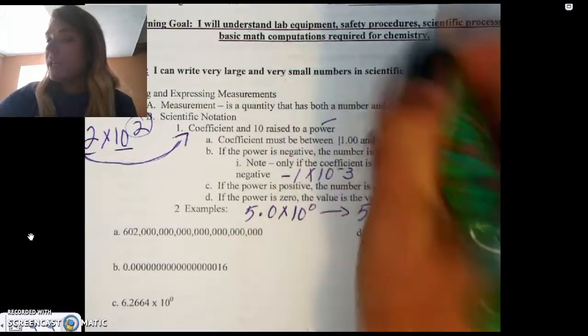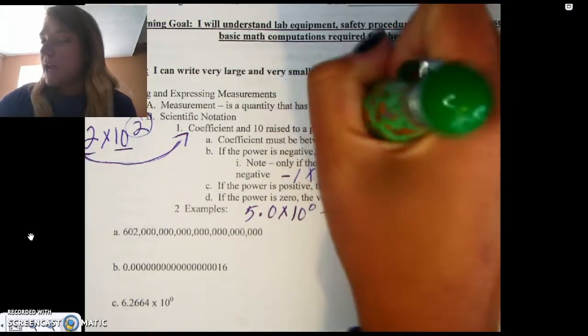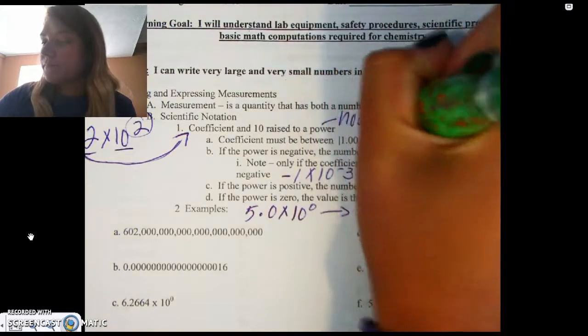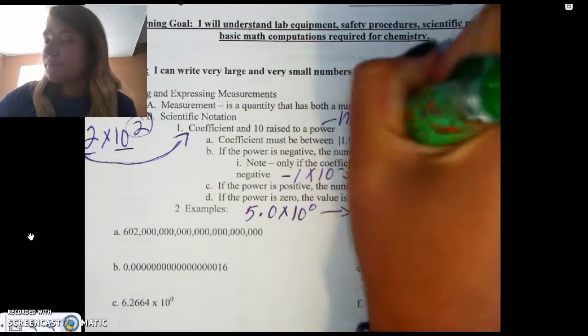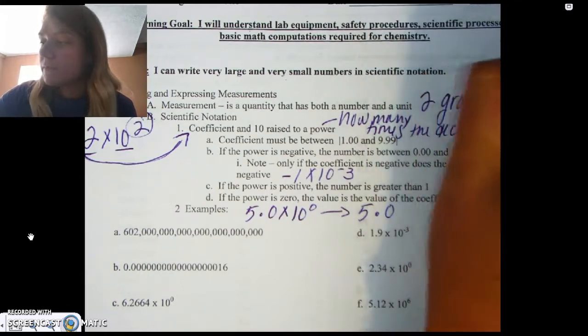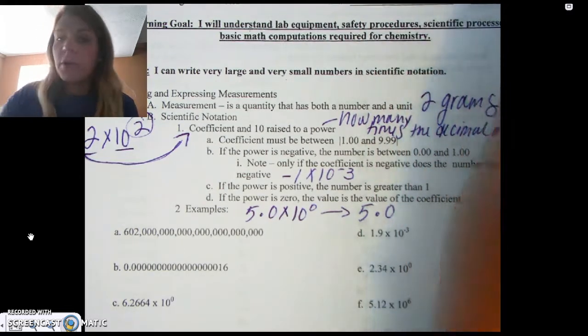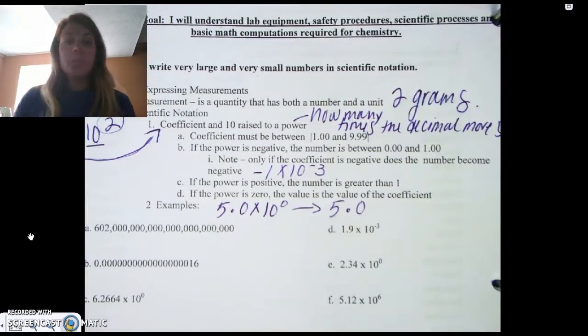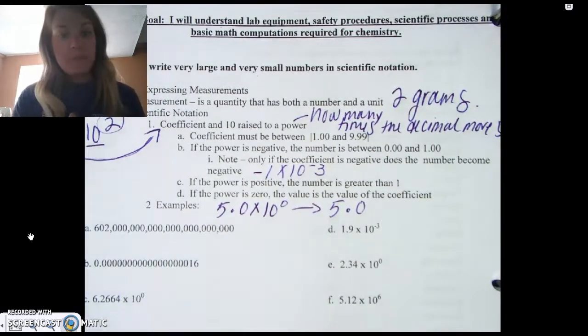Now the power indicates how many times the decimal moves, to make the number either really big or really small, okay?